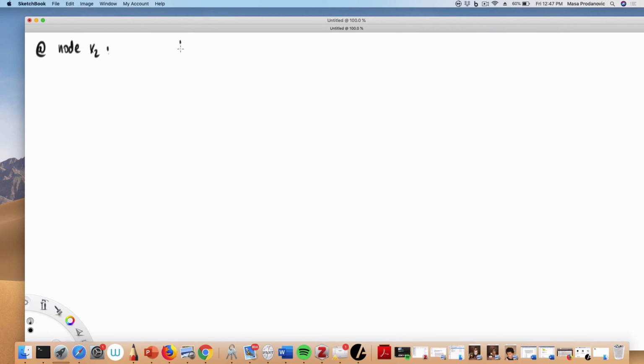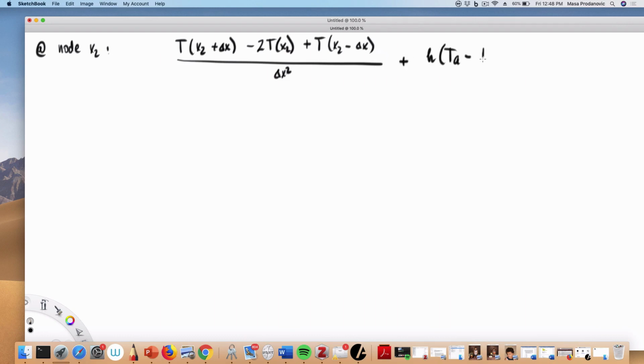What I will have is T of x2 plus delta x, minus 2T of x2, plus T of x2 minus delta x, divided by delta x squared, plus h times (Ta minus T of x2) is equal to 0. So I'm going to have T3 (x2 plus delta x is x3), minus 2T2, plus T1 (x2 minus delta x is x1). I'm trying to go too fast. Plus h delta x squared times (Ta minus T2) is equal to 0.